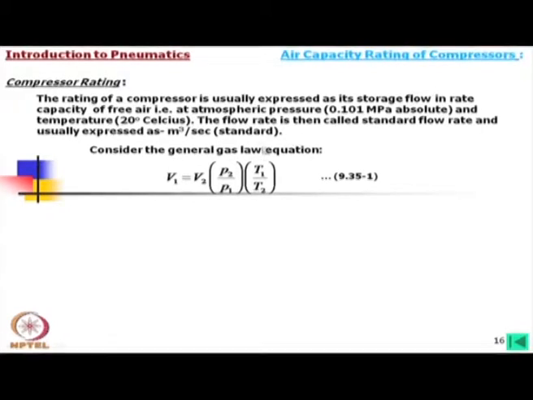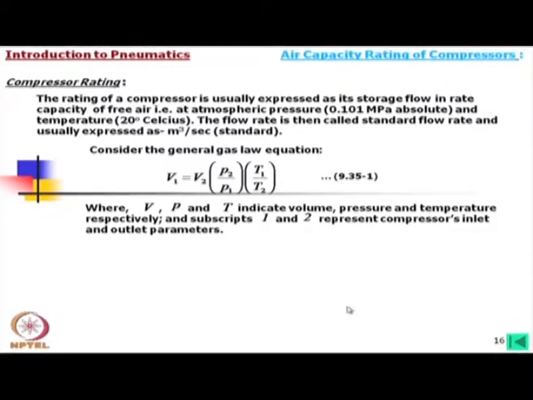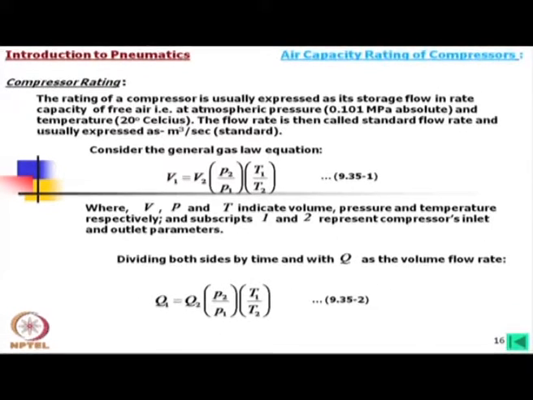Now, this gas law is known to you. So, we can use this gas law to calculate the rating of the compressors. V, P and T indicate the volume, pressure and temperature respectively, and subscripts 1 and 2 represent compressor inlet and outlet parameters. Dividing both sides by time, we get it in terms of the flow rate.